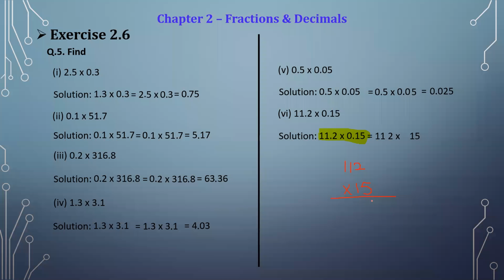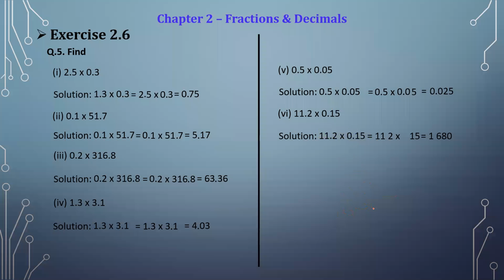So 15 twos are 30, so the remainder is 3. Then 15 ones are 15, 15 plus 3 is 18, so again 1 is the remainder. Then 15 ones are 15, 15 plus 1 is 16. Therefore 1680 is the final product of 112 into 15. Now that product is obtained.